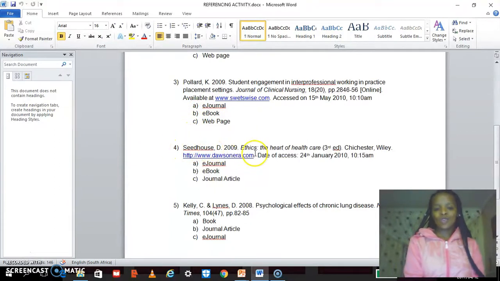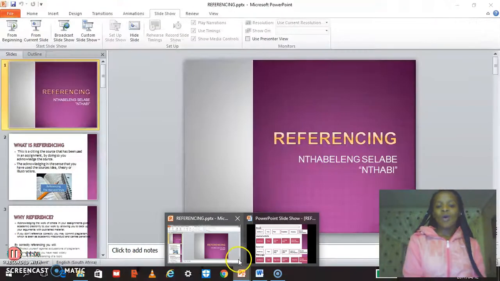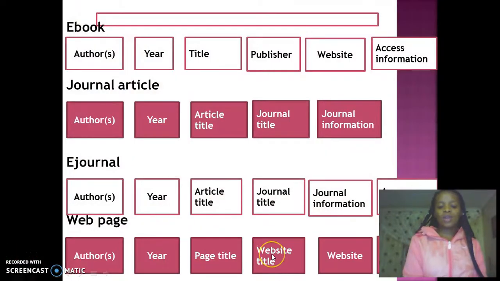Number 4, I think you can read for yourself. So you select, is it an e-journal, an e-book, or a journal article? Number 5, you select, is it a book, is it a journal article, is it an e-journal? And that will be all from the activity.